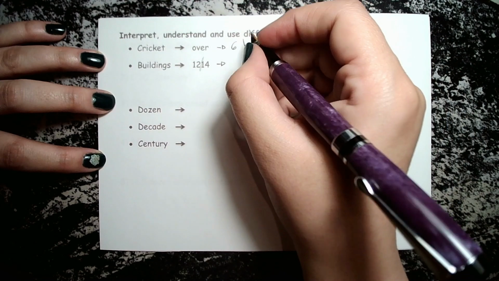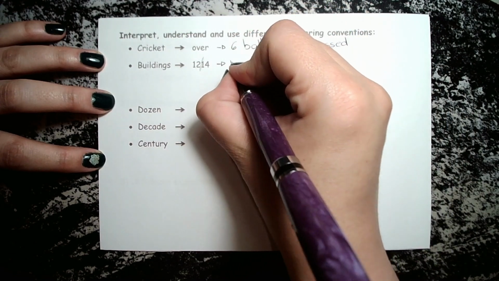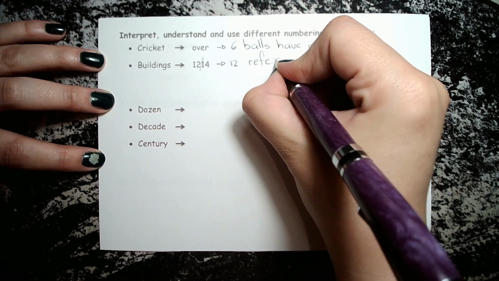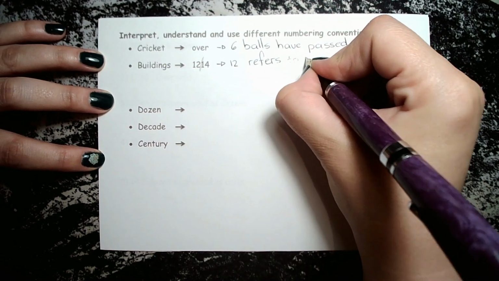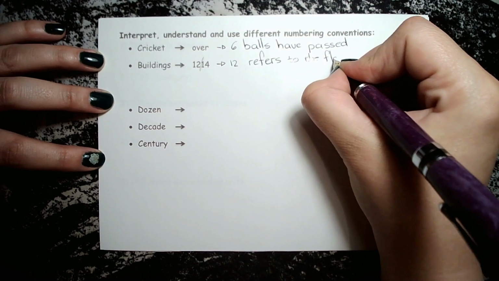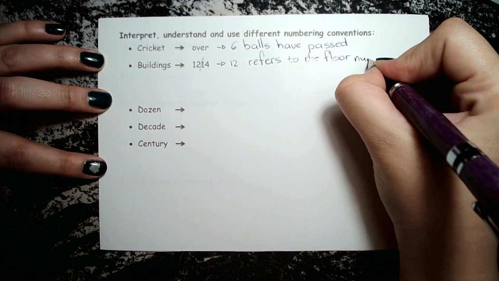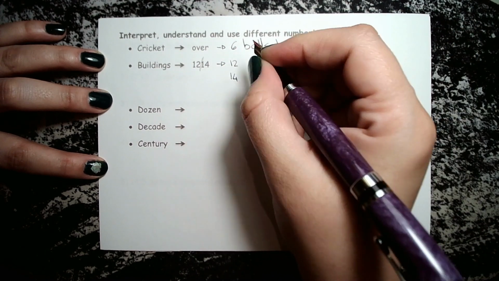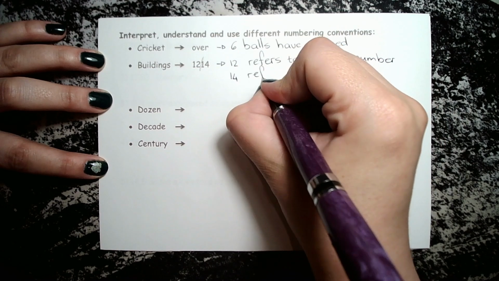This would mean that the first half refers to the floor, so the 12 refers to the floor number. And the second half, the 14, refers to the unit.